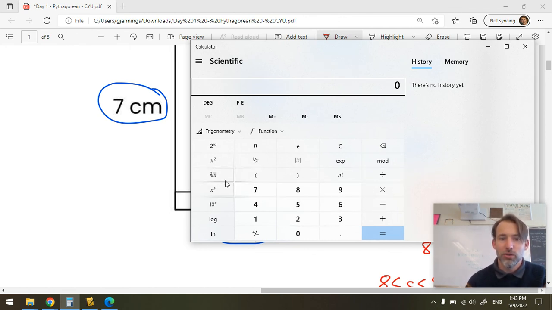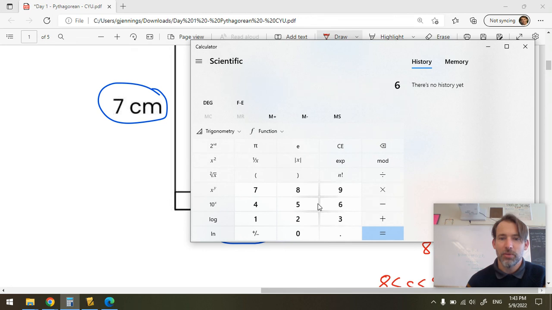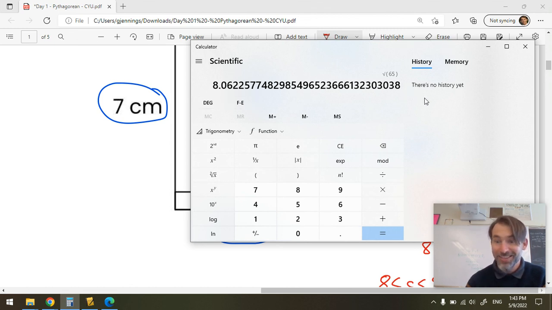What I'm going to do is type in the number 65, and then use this button here, the square root button, to take the square root of that. Taking the square root of 65 should give me 8.0622, and so on. This is an irrational number. There's no way to write it as a fraction. It's even a different family of numbers than we've seen before.